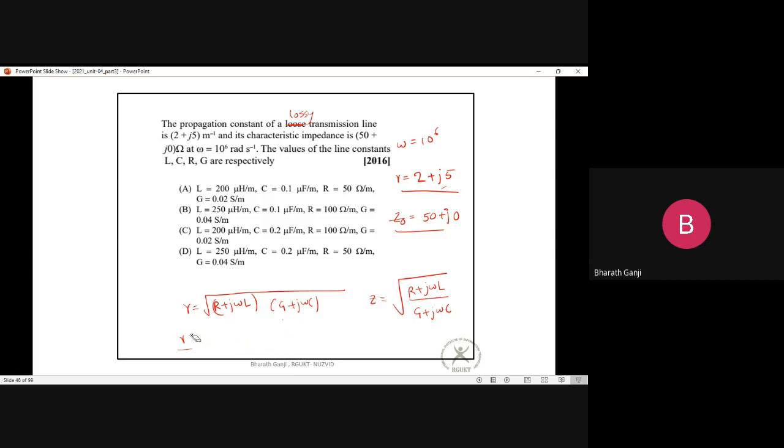As your friend is saying here, it's better to go from the options. What I can see is Z naught does not have any imaginary part. If you don't have imaginary parts, there are only two ways in which you cannot have an imaginary part.